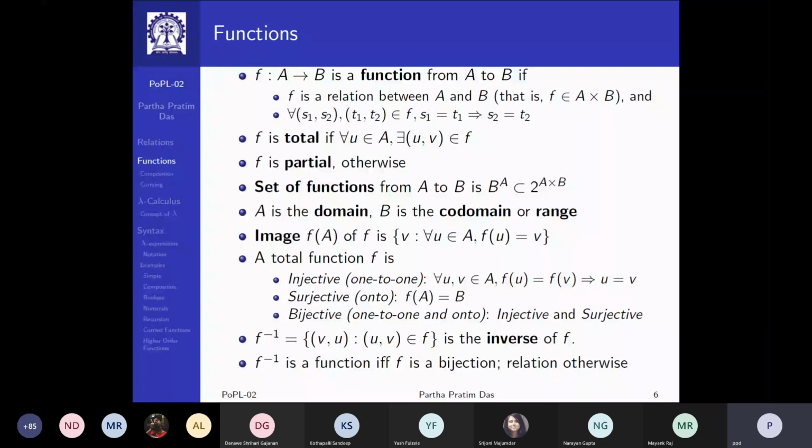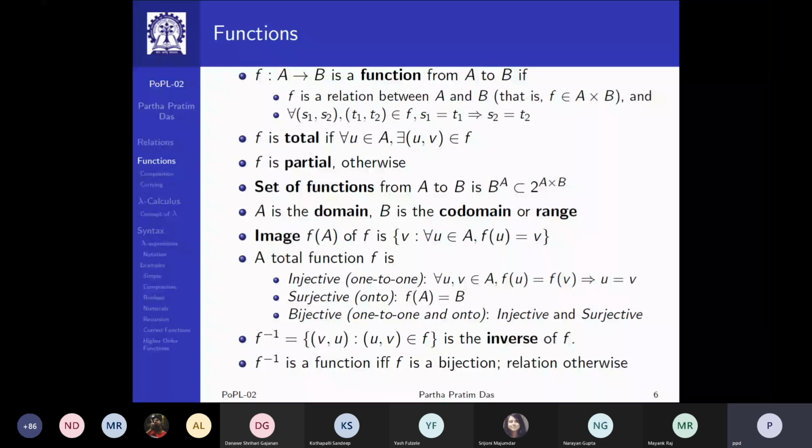So if it is a function, the inverse can exist if it is injective, otherwise it will not exist. Similarly, if a function is surjective, then every element in B will have a mapping onto A, because it has been mapped onto. So only if a function is surjective can F inverse be a total function. Otherwise it will be a partial function. So in general, we can say F inverse is a function if and only if F is a bijection. Otherwise, it will be a relation.